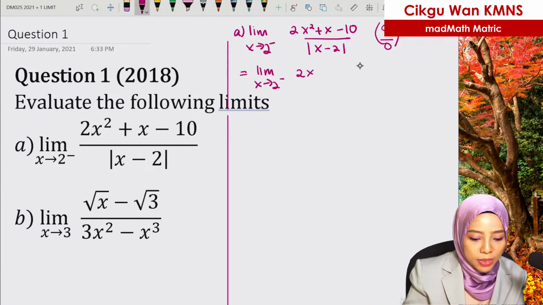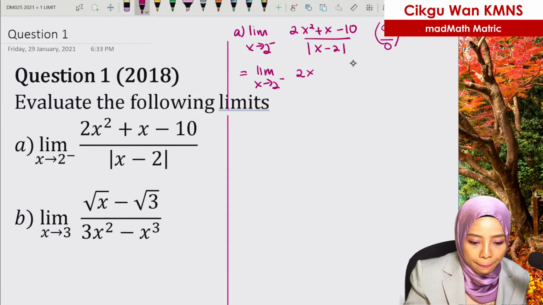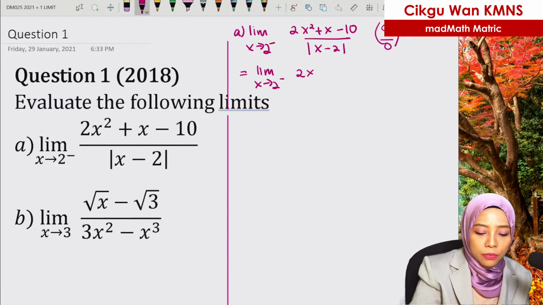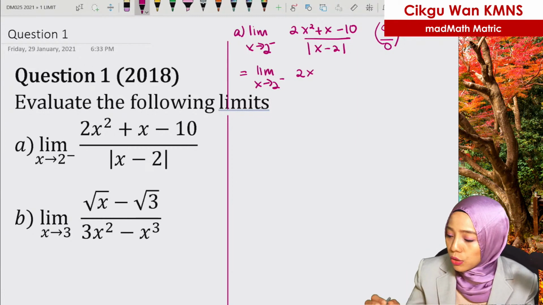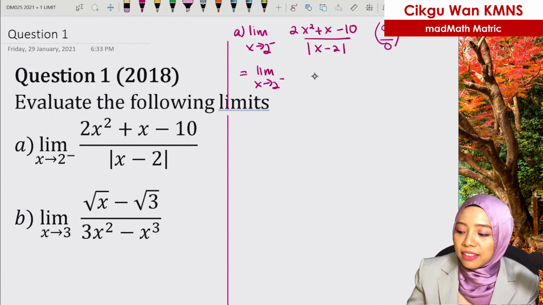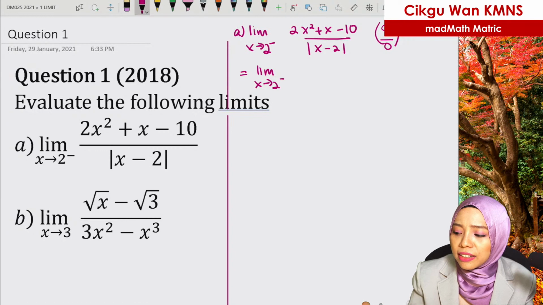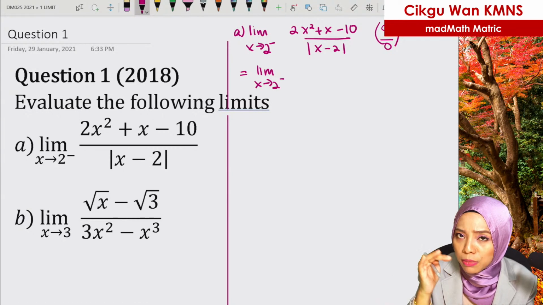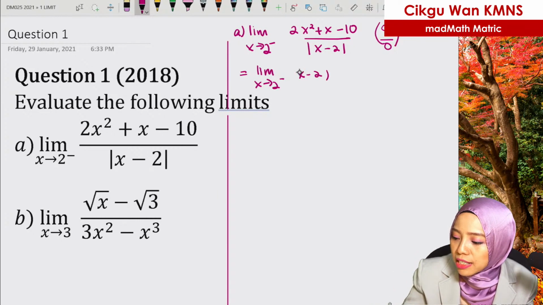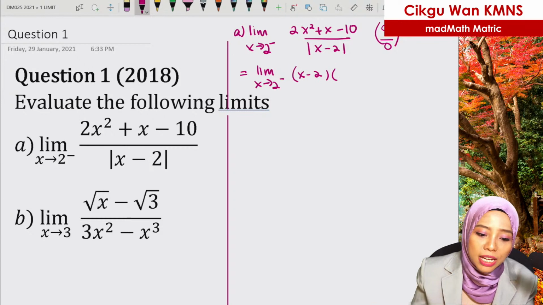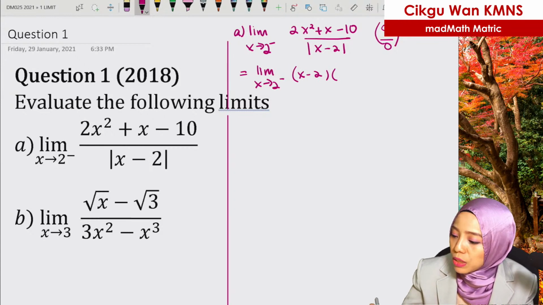5, if I'm not mistaken. Can you please check? Okay, please press the calculator. What's the function? Okay, so the tip here: once the form is indeterminate, later on you must be able to simplify and cancel out. So one of the factors must be x minus 2, but you need to find the other one. So in this case it is 2x plus 5.